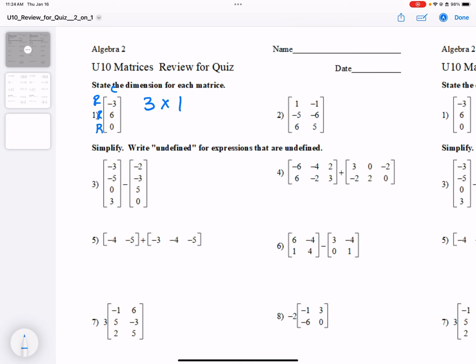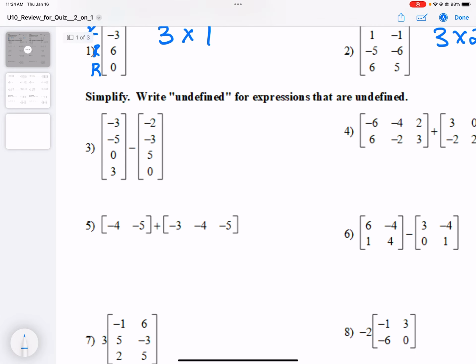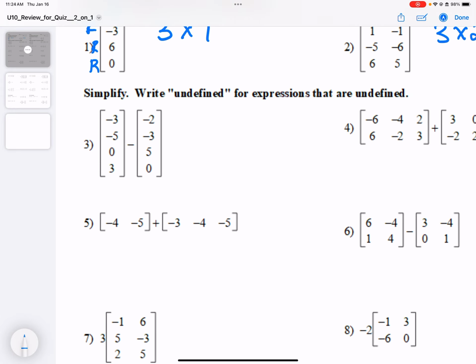Second one then, it's got 3 rows, 2 columns. So we say it's a 3 by 2 matrix. Third one, directions say simplify and write undefined if the expressions are undefined. Remember, when you're adding or subtracting, they got to look the same. They have to have the same dimensions. So it's 4 by 1 and 4 by 1. So because we're adding or subtracting, we're good.